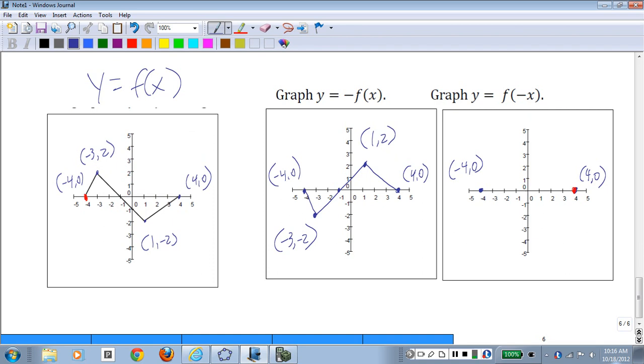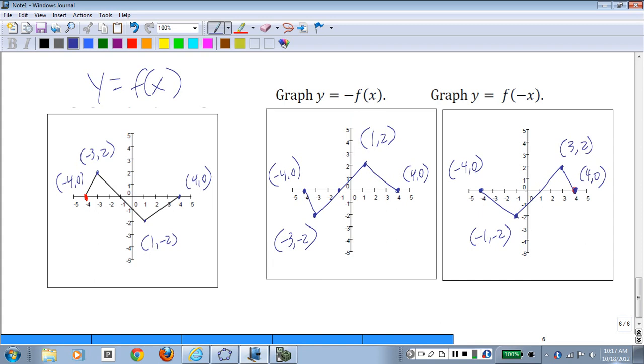Now, in the middle, there's actually some changes that take place. Negative 3, 2 keeps its y-coordinate of 2, but the x-coordinate changes its sign. So it becomes positive 3, 2, right there. 1, negative 2 keeps its y-coordinate of negative 2, but its x-coordinate changes its sign. So it goes to negative 1, negative 2, just like that. So we connect the dots like this, and this, and this. Does it look like it got flipped about the y-axis? Here's to hoping that it does.